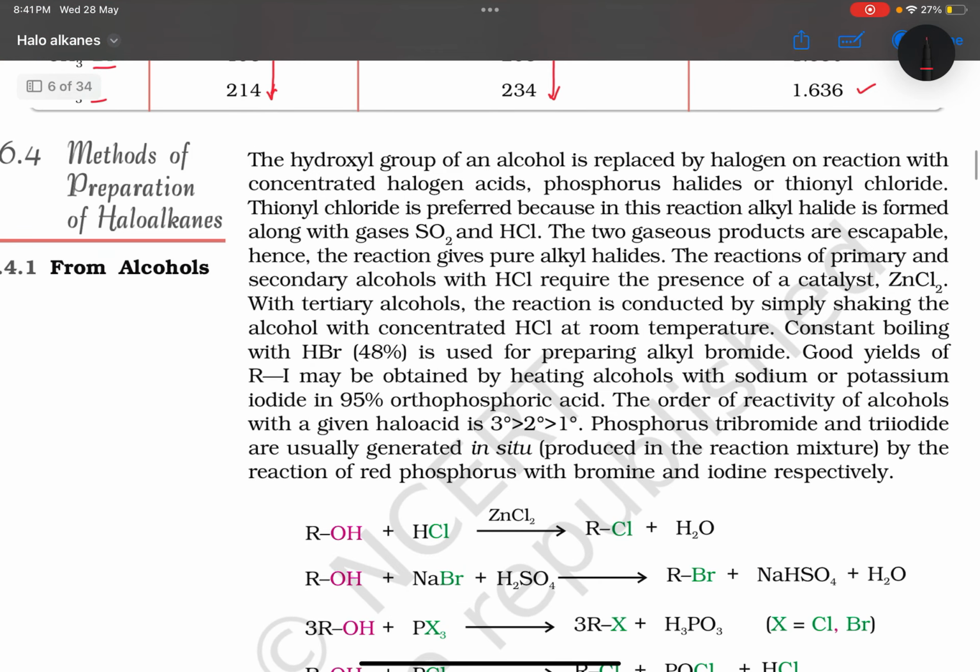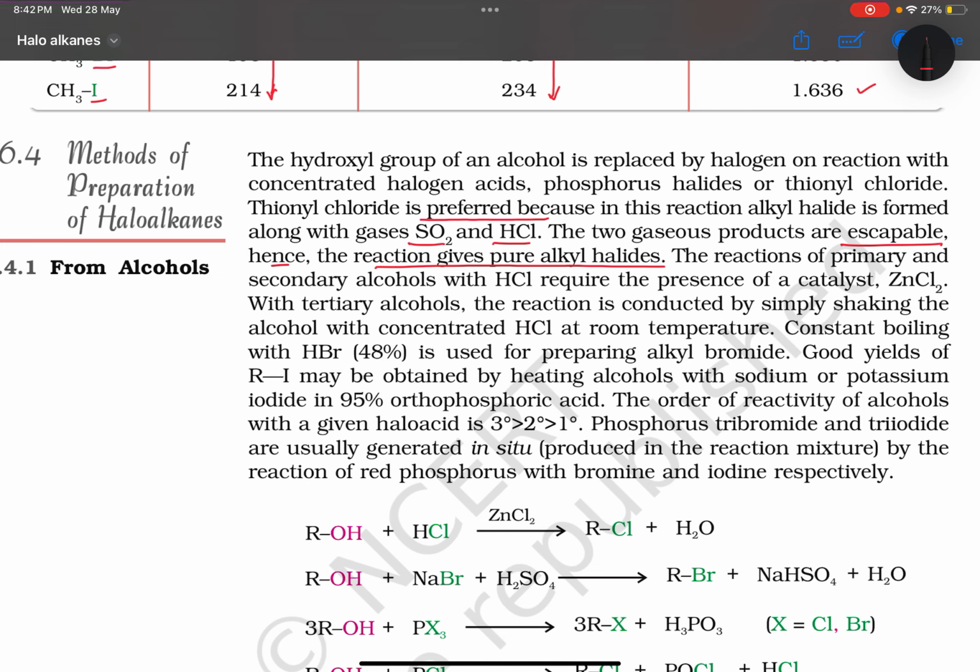Coming to the methods of preparation of haloalkane, the hydroxyl group of an alcohol is replaced by halogen on reaction with concentrated halogen acids, phosphorus halides, thionyl chloride. Thionyl chloride is preferred because in this reaction, alkyl halide is formed along with the gases SO2 and HCl. The two gaseous products are escapable, hence the reaction gives pure alkyl halides.